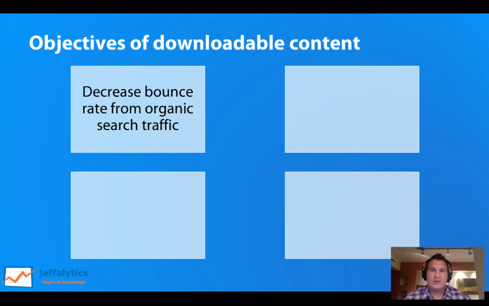Other objectives we want from our downloadable content is we're going to be able to decrease our bounce rate from organic search traffic. My bounce rate in many cases is 90%, which means that 9 out of 10 people will just leave after viewing that article. And for those areas that I have content upgrades, it goes down significantly.